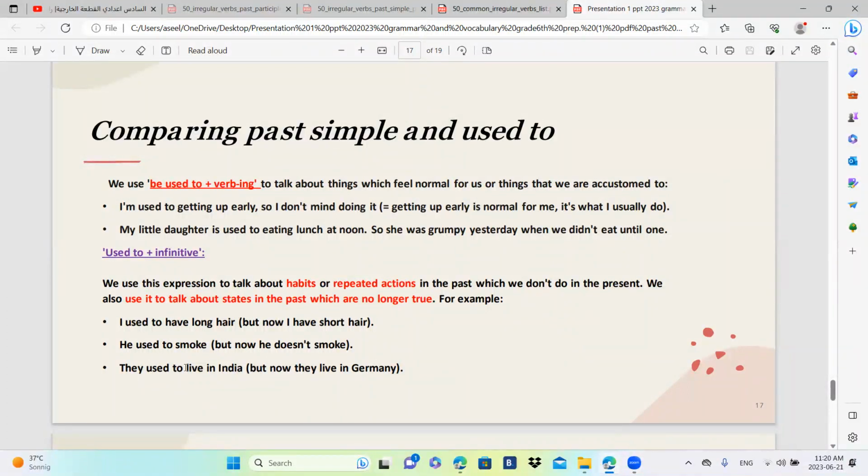Why? Because it is used to only. But here, after be used to, we have verb with ing, the gerund. Why? Because we have verb to be before it. This represents something that used to be done and we continue doing it, as accustomed. But here, used to with the infinitive means a habit that used to be done in the past, but nowadays not, a habit which is no longer true now. Like here, used to live in India, but no longer true. Now they live in Germany.